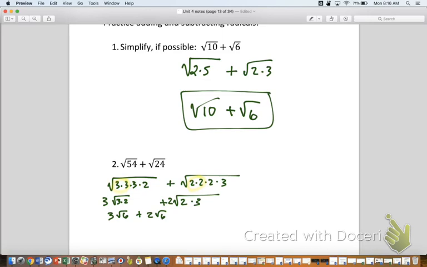This will be directly from the video at this point. We treat the root 6 almost like an x, like a variable, and we just add the coefficients. So 3 plus 2, of course, is 5. I end up with 5 root 6 for a final value there. So questions or concerns about numbers 1 or 2? They're similar but very different in the end.